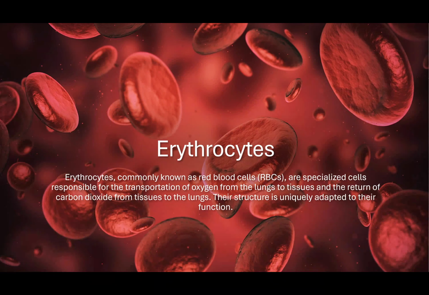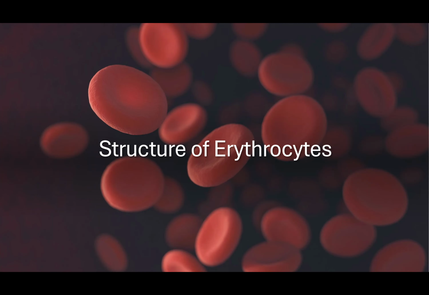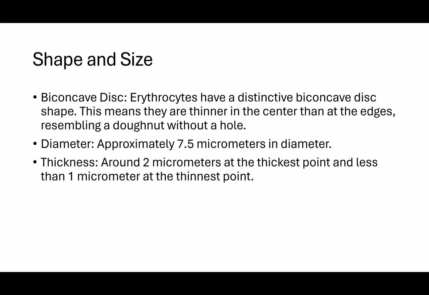So the structure of the blood cells starts with the erythrocytes, and these are the primary cells specialized for the transportation of oxygen and carbon dioxide throughout the body. Right? So the structure of our erythrocyte now: it is a biconcave disc shape.